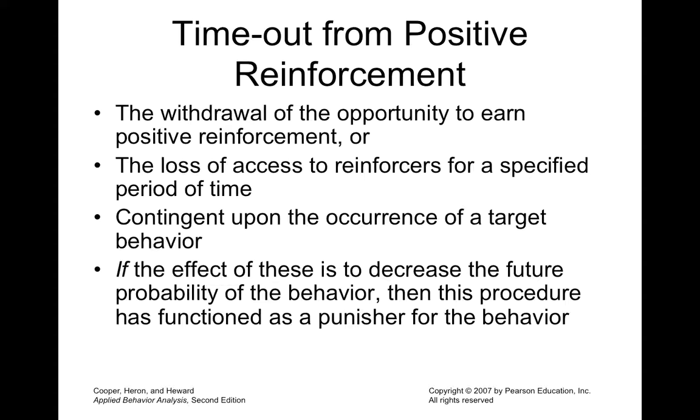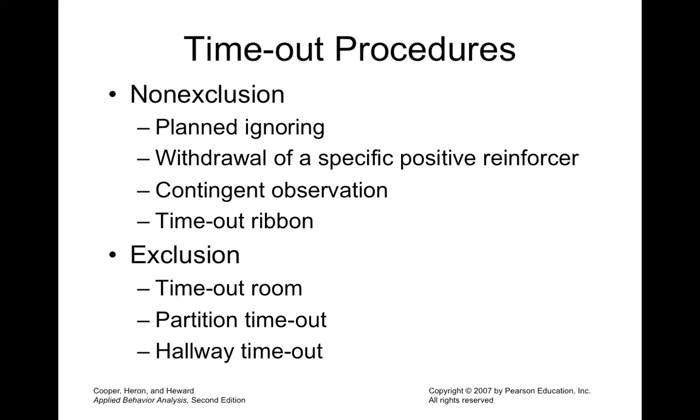Now let's talk about some examples of negative punishment. Negative punishment occurs in two ways: timeout from positive reinforcement or response cost. The first one is timeout from positive reinforcement. We can simply call it timeout. This strategy is defined as a withdrawal of the opportunity to earn positive reinforcement or the loss of access to positive reinforcers for a specified time contingent on the occurrence of a behavior. There are two types of timeout.